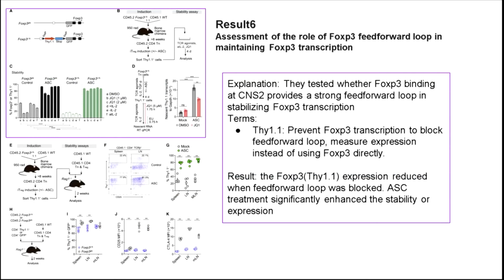In result 6, they tested whether Foxp3 binding at CNS2 provides a strong feedforward loop in stabilizing Foxp3 transcription. In figure A, they used Dye 1.1 to report the Foxp3 expression, but block the feedforward loop. In figure B, they generated chimeric mice which prevent autoimmune disease, and the Dye 1.1 expressing wannabe iTreg cells were induced.